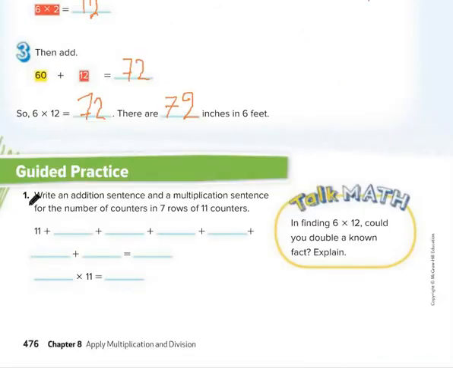Now let's solve question number 1. Write an addition sentence and a multiplication sentence for the number of counters in 7 rows of 11 counters. In the first row we have 11, in the second 11, plus 11, plus 11, plus 11, plus 11, and plus 11. That's equal to 77. We added 11 7 times, so that's equal to 77. So 7 times 11 equals 77.